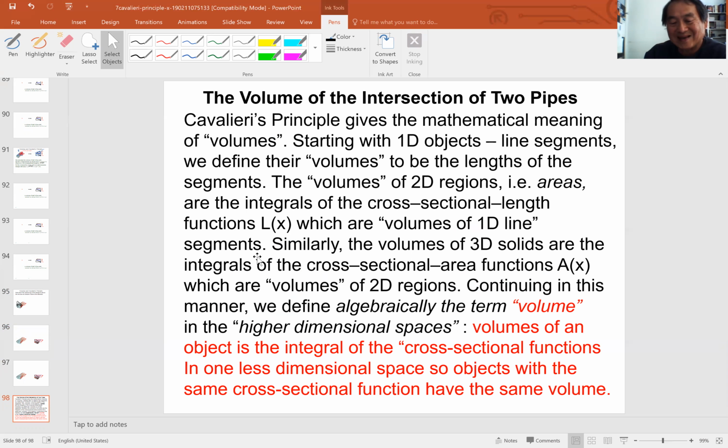And then finally, we use the Cavalieri principle generalized to a higher dimensional volume. What do you mean by 4-dimensional volume, 5th dimension? Okay, and so we use these cross-sectional volumes to push it upward to quote-unquote higher dimensional volume. Okay, that's it.